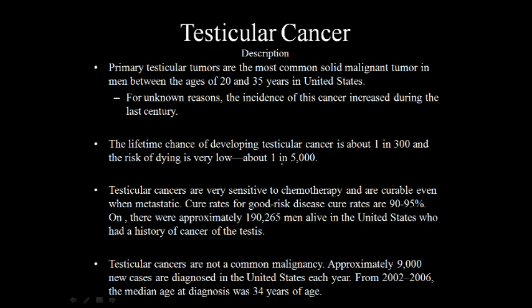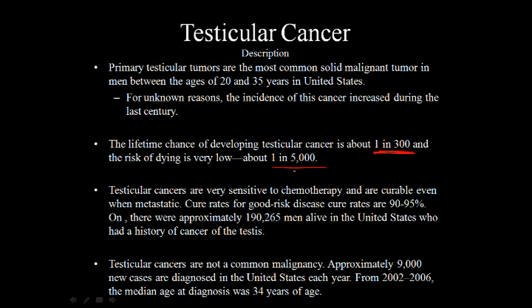The lifetime chance of developing testicular cancer is about 1 in 300. The risk of dying is very low, around 1 in 5,000. So out of 300 males, one is going to get it. So the risk of testicular cancer is very high, but the deaths are pretty low.